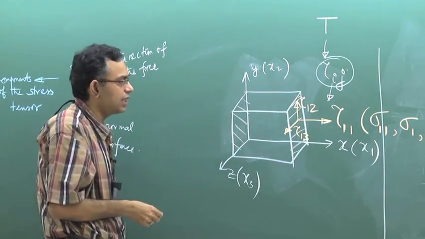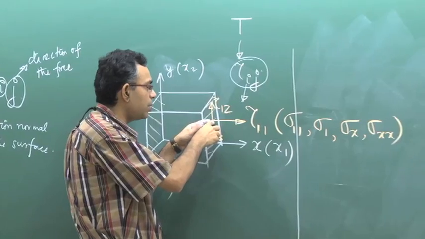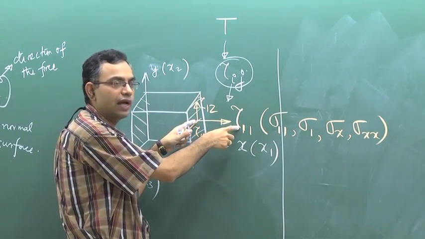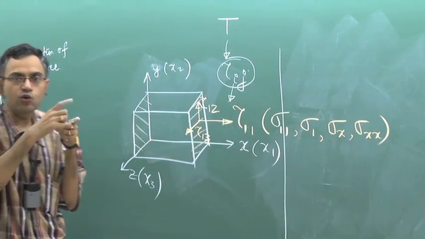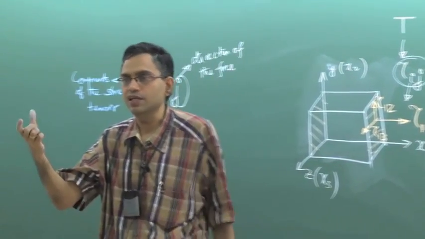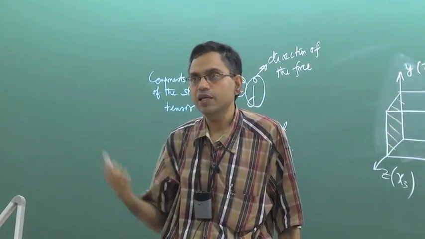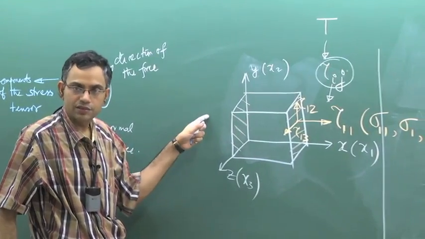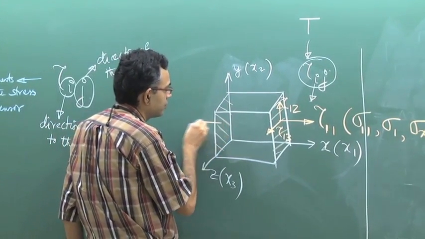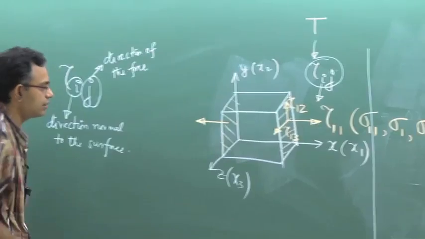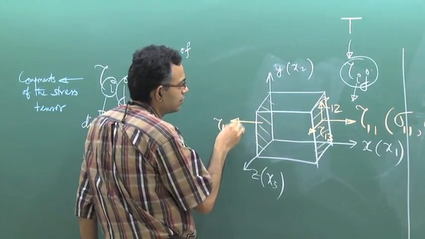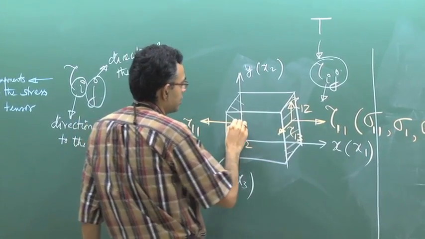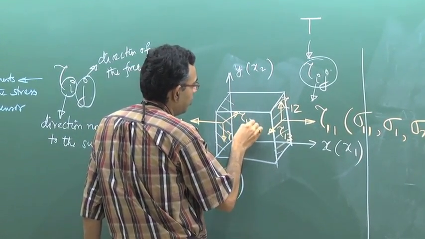There is a sign convention that if the outward normal of the surface is along a positive direction, then the force will also be shown in the positive direction. Otherwise, if the outward normal of the surface is in the negative direction, we will show the force in the negative direction. So, here the outward normal to the surface is in the negative direction, so we will show the force in the negative direction. So, this is tau 11, this is tau 12 and this is tau 13.